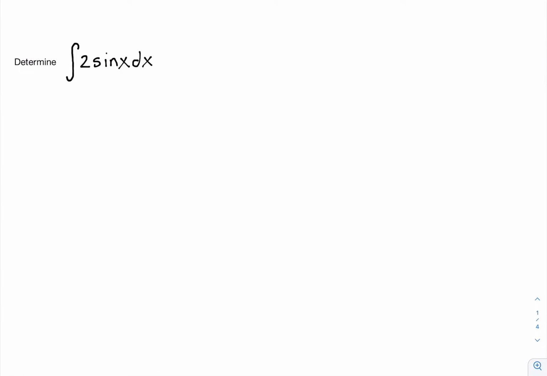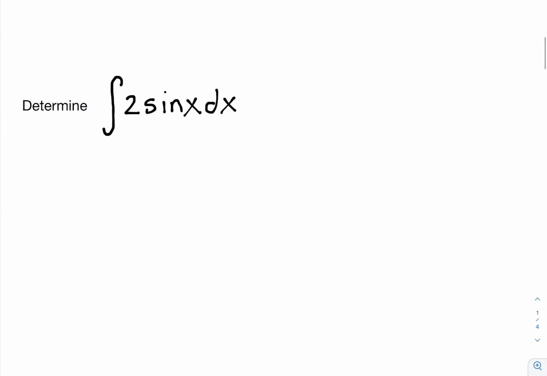Okay, let's determine the indefinite integral of 2 sine x dx. So what integral property can we use for this? Well, we know that 2 sine x has a 2 in front of it. 2 is a constant. And we know our constant multiple rule, where this can be set equal to 2 times the indefinite integral of sine x.